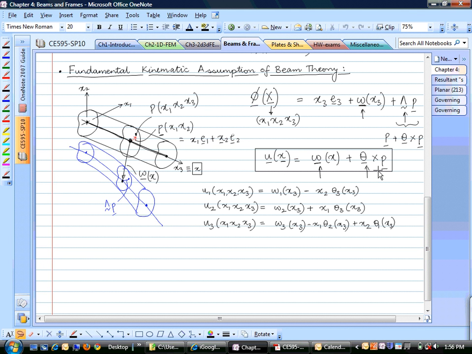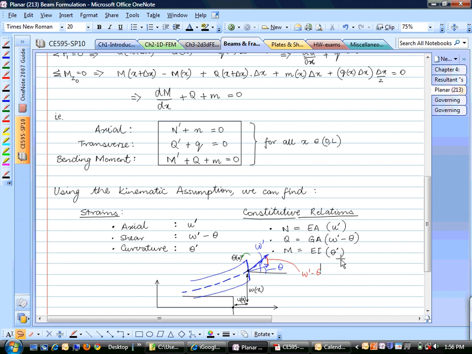This assumption, you can take this and plug it into Hooke's law, the constitutive equation, and what you would get are these three relationships. That axial force is given by Young's modulus times area times axial strain. Shear force is given by G, which is the shear modulus. G is the same as your mu. We have lambda and mu in our Hooke's law. This G is the shear modulus. It is the exact same thing as mu.